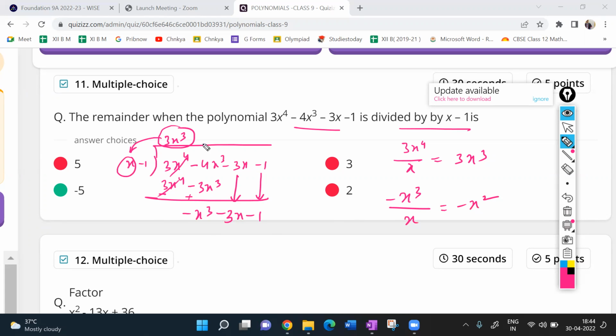Sir, in the 3x cubed, why did you change the sign, like minus to plus? Because we are subtracting, right? When you subtract, I change the sign.